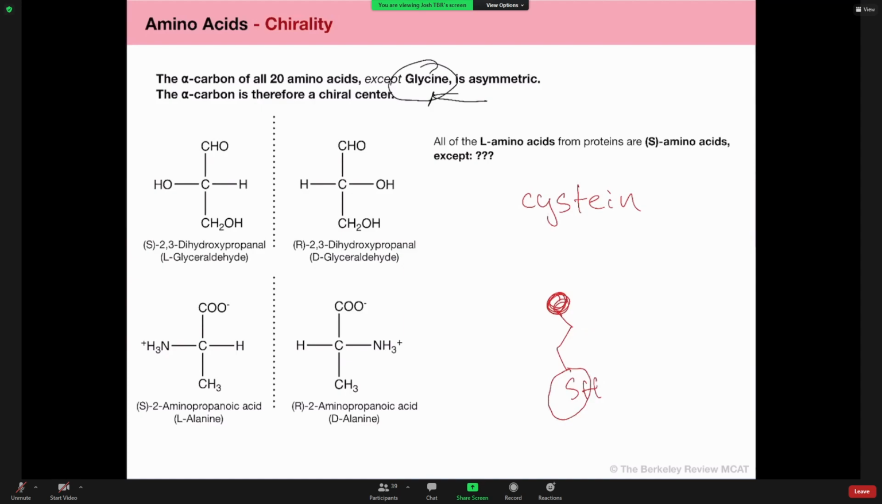The sulfur on it, right, is actually got a higher atomic number than the nitrogen. And so it actually ranks differently. And so you still get an L amino acid, but its absolute configuration is actually the opposite, right? It's an R absolute configuration. Cool.